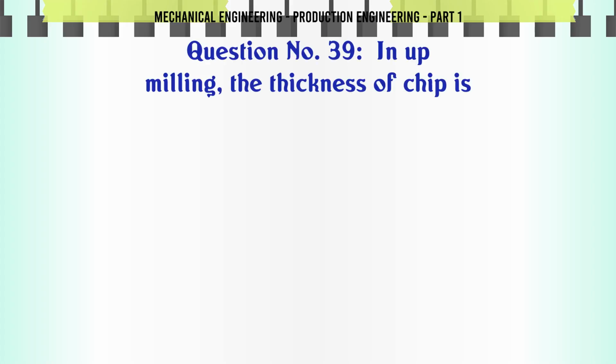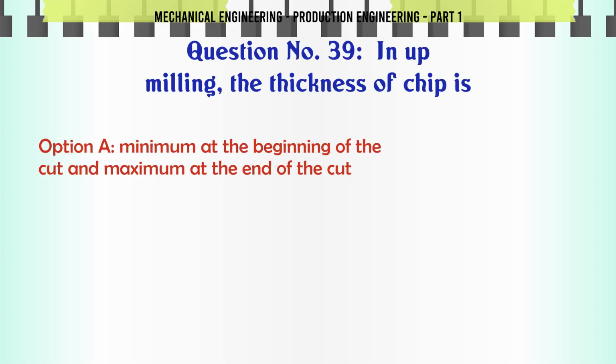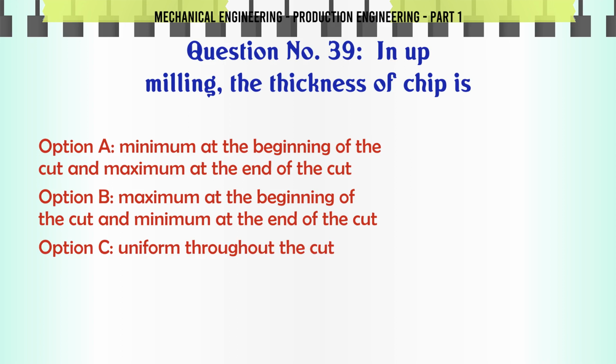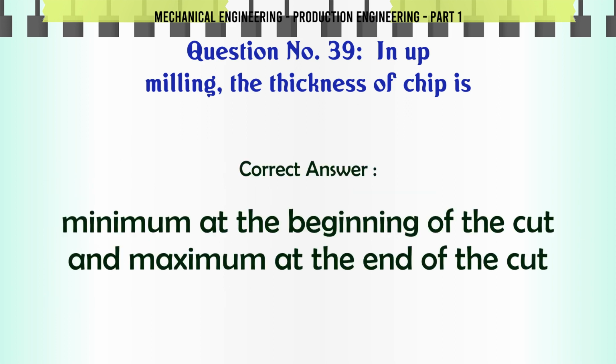In up milling, the thickness of chip is: A, minimum at the beginning of the cut and maximum at the end of the cut; B, maximum at the beginning of the cut and minimum at the end of the cut; C, uniform throughout the cut; D, none of these. The correct answer is minimum at the beginning of the cut and maximum at the end of the cut.